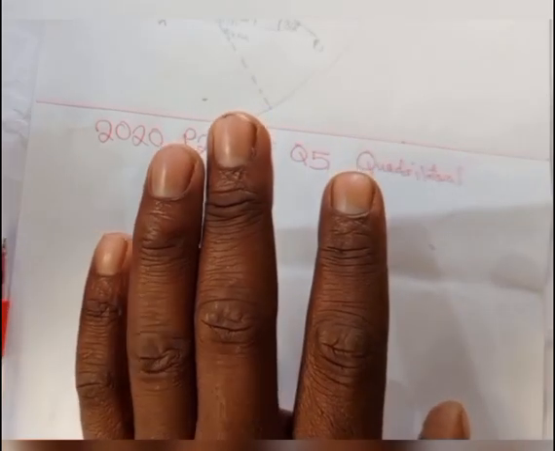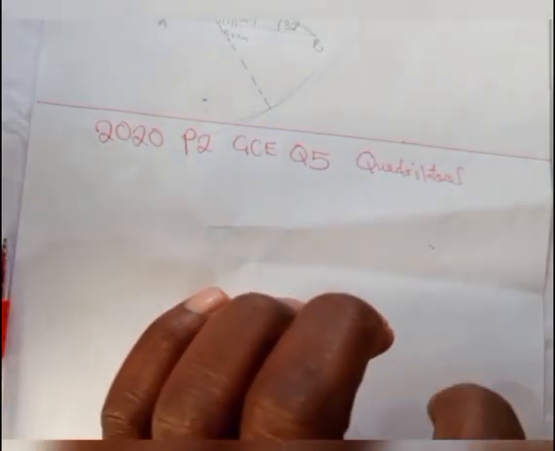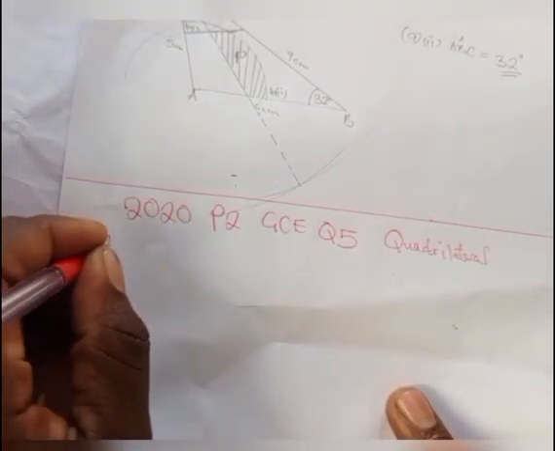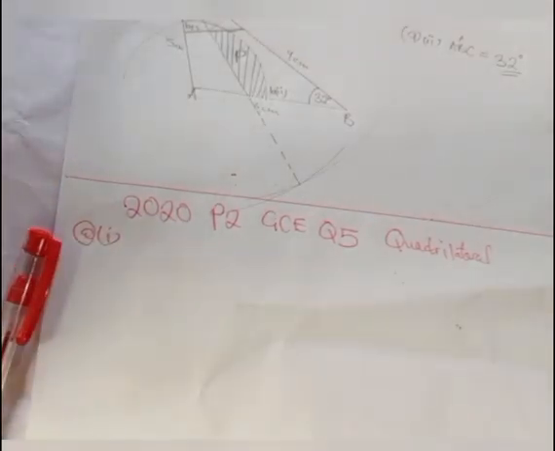One of the quadrilaterals we know is a rectangle. A rectangle is a polygon with 4 sides, of which the opposite sides are equal in length, and probably the angles. So in this case, we are constructing a quadrilateral which came in the year 2020, paper 2 GCE, question number 5A, Roman numeral 1.